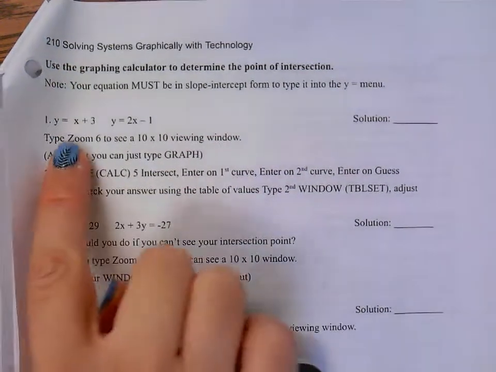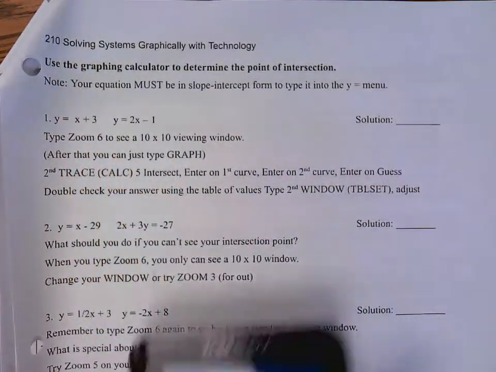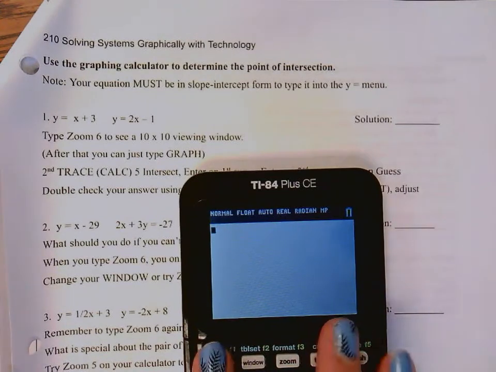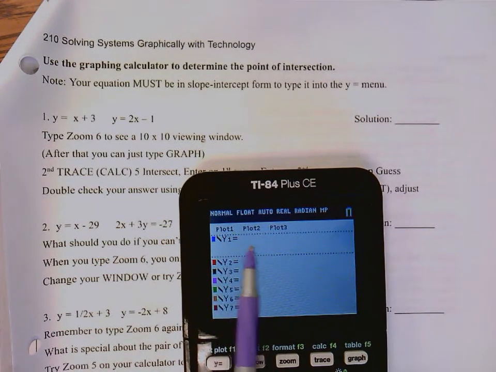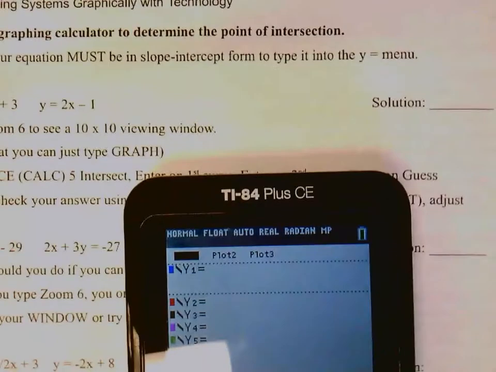Together because they're in slope-intercept form. So go to your y equals menu on your calculator. If there's something in there, clear it out. If one of these plots is dark, you need to make it not dark. So let me show you the difference.